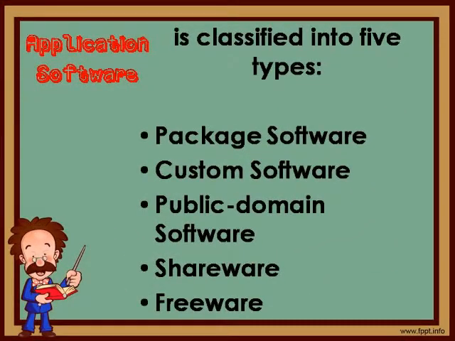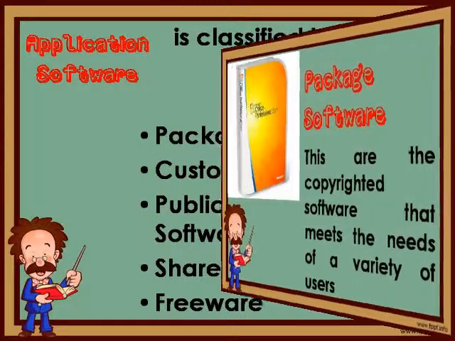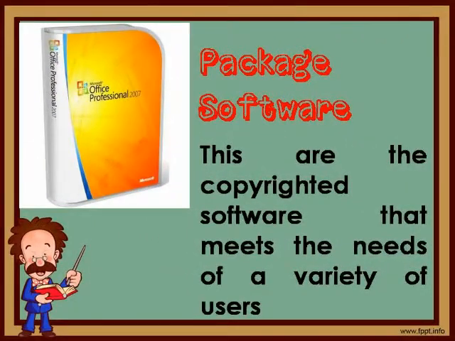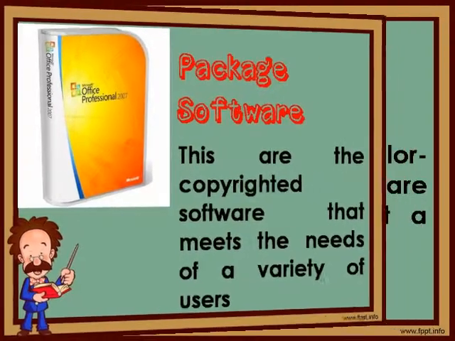Application software is classified into 5 types. It may be a packaged software, custom software, public domain software, shareware, and freeware. Now, let's define these different types of application software, and let's start with packaged software. Packaged software are copyrighted software that meet the needs of a variety of users. One of the best examples of this is the Microsoft Office.